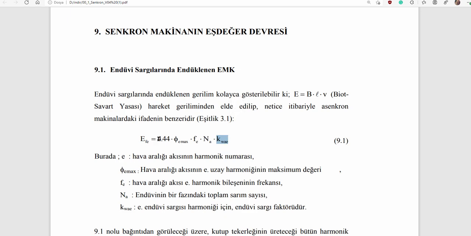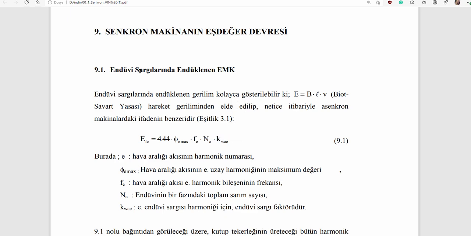In fact, you remember such an equation from the transformer: 4.44 times maximum flux times frequency and number of turns in the winding. That was the induced EMF equation of one of the transformer windings. But in case you have a distributed winding, such as in the induction motor we have already completed, there is a new factor, which is the winding factor.